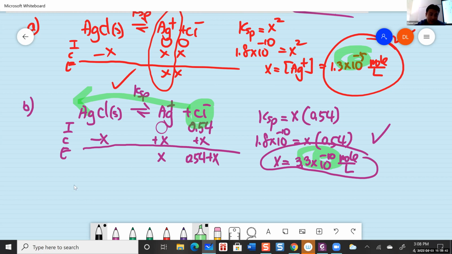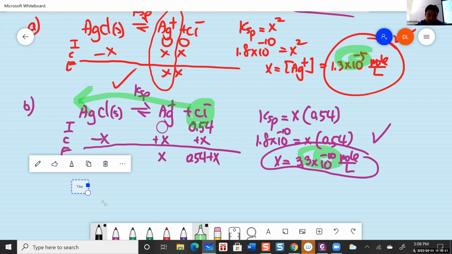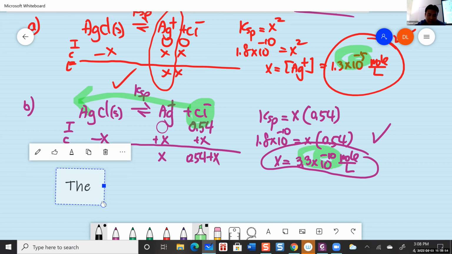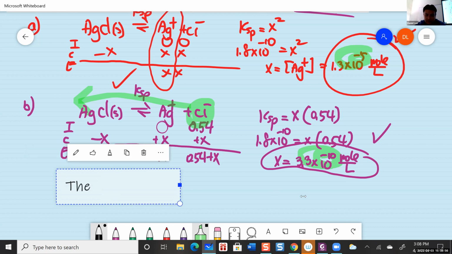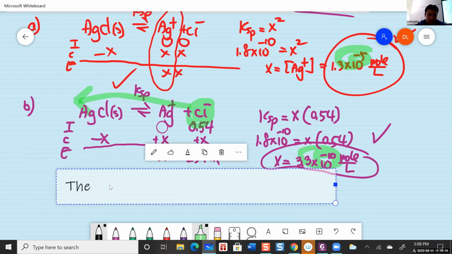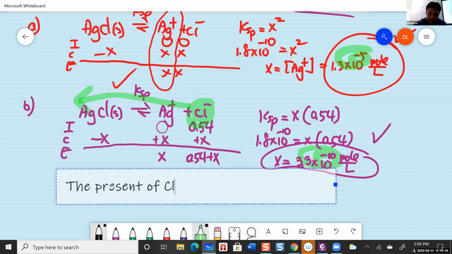So the presence of Cl minus, let me just type it out. Okay. This one, pretty easy, okay? Again, the presence of Cl minus is going to push equilibrium left. Shifting to the left decreases the solubility. When you shift left, it's precipitation, right? So the presence of Cl minus, this is called the common ion effect. So if you remember, call it common ion effect, okay?